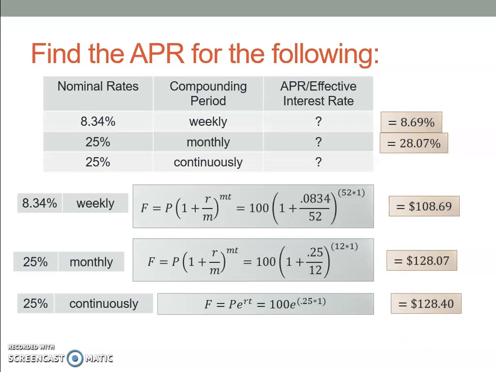That comes out to $128.40. So very, very close to the monthly compounding. How much is that? About a 0.33% difference. So the APR, if it's compounded continuously, is 28.40%. I hope this is clear.